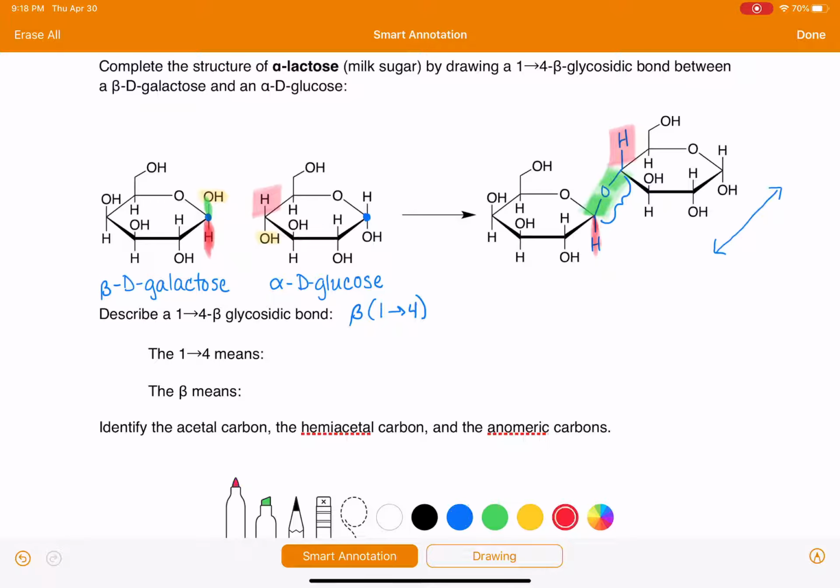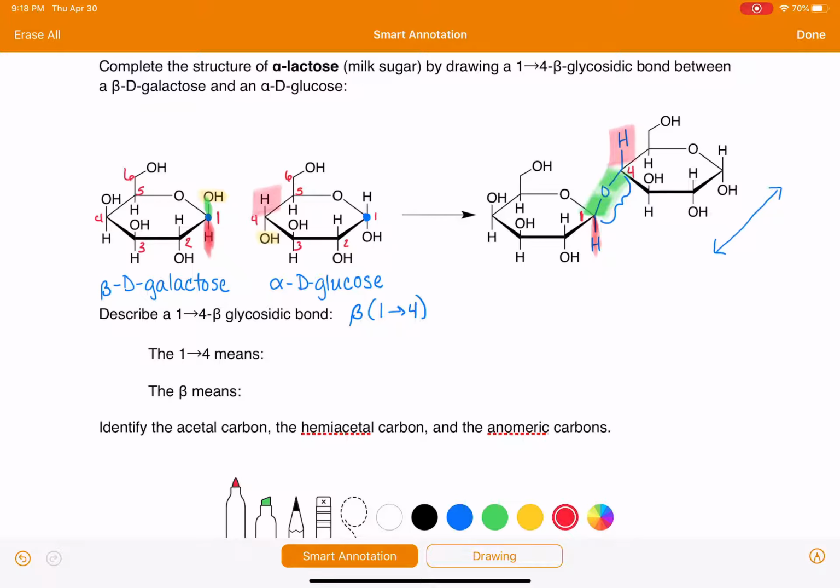If we look at our two monosaccharides, remember that you always start numbering on the very right-hand side. You do not get to be creative in your numbering on this. This is always how we number monosaccharides. So we are making the connection between carbon number 4 of glucose and carbon number 1 of galactose.